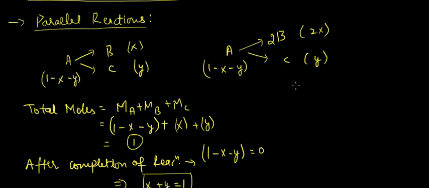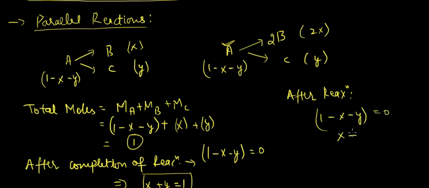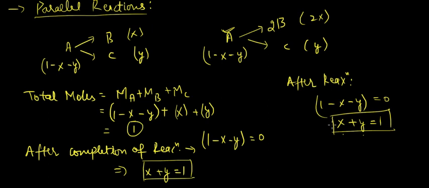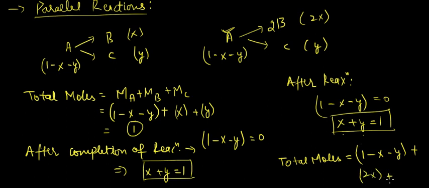And when we talk about this reaction, as we already know that A would be finished off after the reaction, so 1 minus X minus Y would be equal to 0, or X plus Y would be equal to 1. And as X plus Y is equal to 1, total moles remaining after the reaction would be moles of A, which is 1 minus X minus Y, which is nothing but 0, plus moles of B, which is 2X, and moles of C, which is Y.